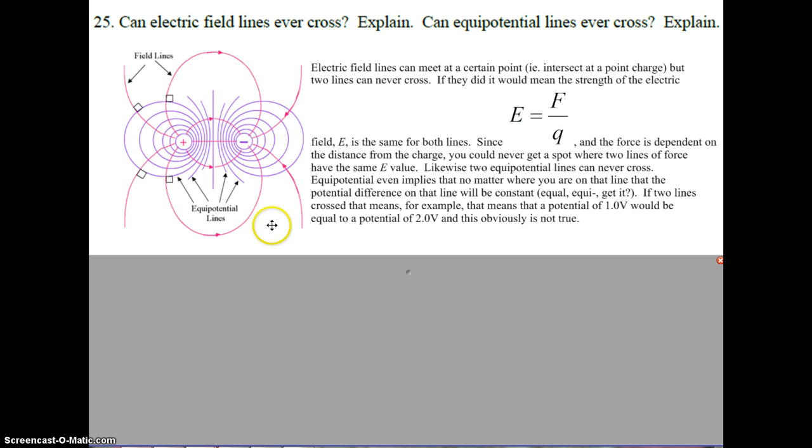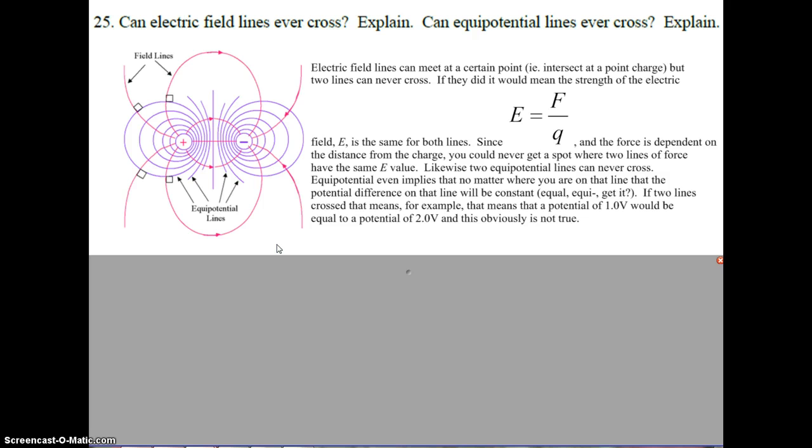Well, electric field lines, the pink ones here, can meet at a certain point. In other words, intersect at a point charge, but they can never cross over each other. If they did, it would mean the strength of the electric field is the same for both lines. And since E equals F over Q, and the force is dependent on the distance from the charge, you could never get a spot where two lines of force have the same E value.